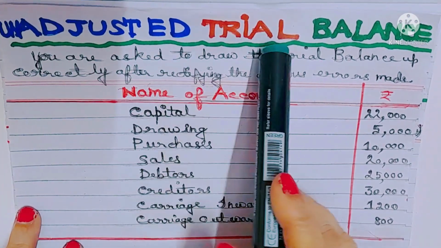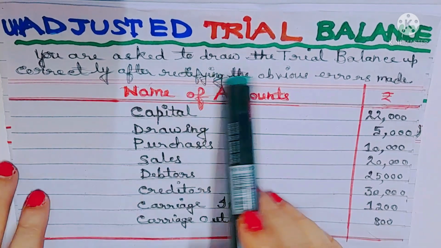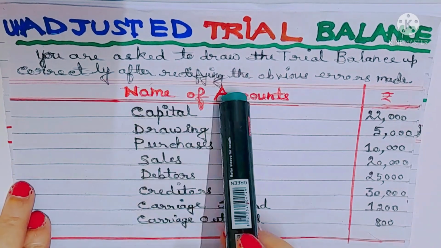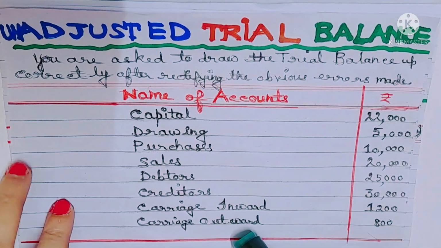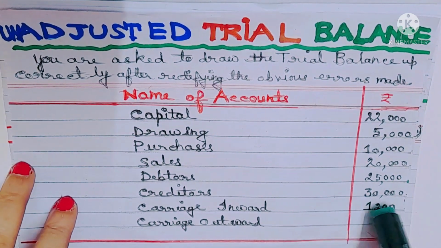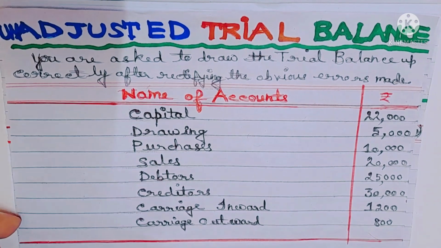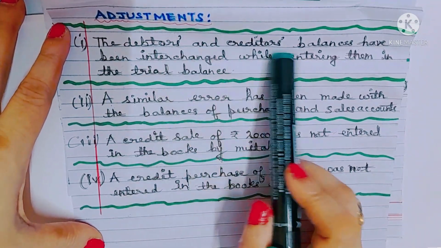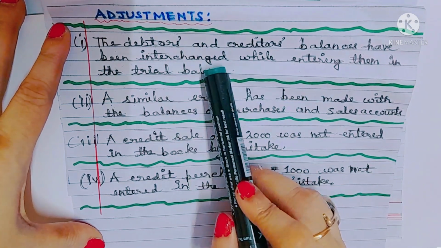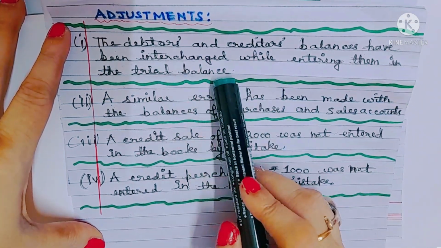This is an unadjusted trial balance. You're asked to draw the trial balance up correctly after rectifying the obvious errors made. The names of accounts are given here and the amounts are given here. What are the adjustments? Let's see. Now let's go through the adjustments. Number 1. The debtors and creditors balances have been interchanged while entering them in the trial balance.